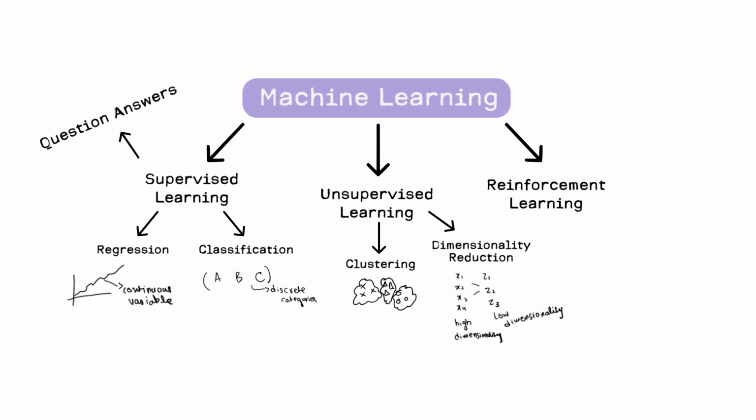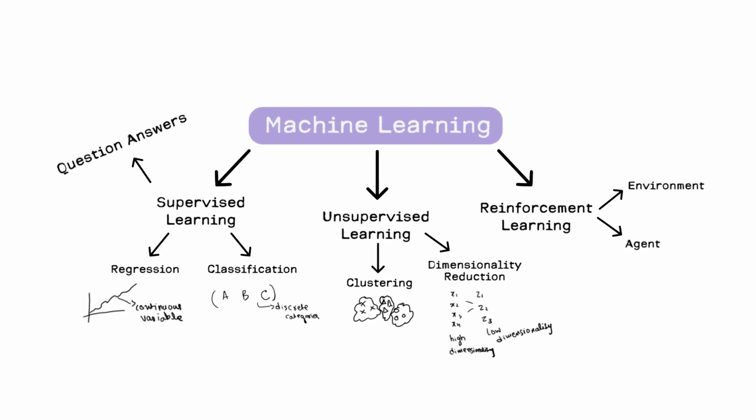Reinforcement learning works differently than the first two. Here the learning takes place as a result of interaction between an agent and an environment. The agent performs actions in the environment and receives a positive or negative reward based on those actions, and thus learns over time to produce the desired behavior.